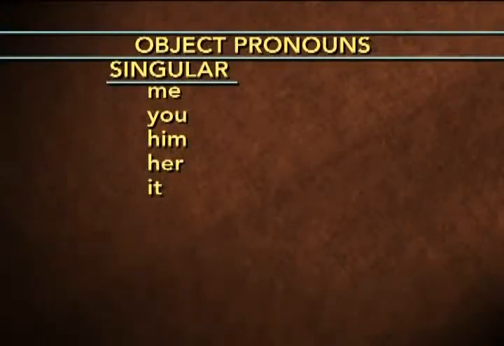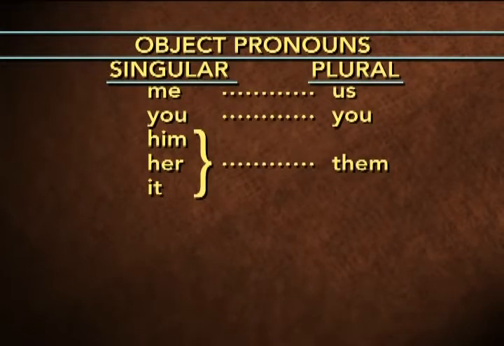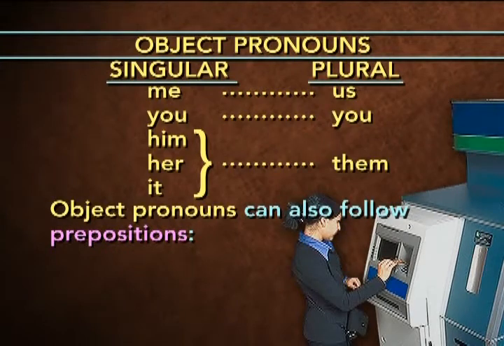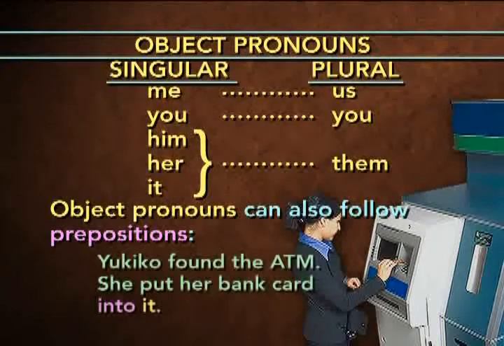So the object pronouns, singular ones: me, you, him, her, and it. And then the plural forms: us, you, and them. And of course, them can be people and things. Object pronouns can also follow prepositions. So, in this example, Yukiko found the ATM. She put her bank card into it. It refers back to the ATM.